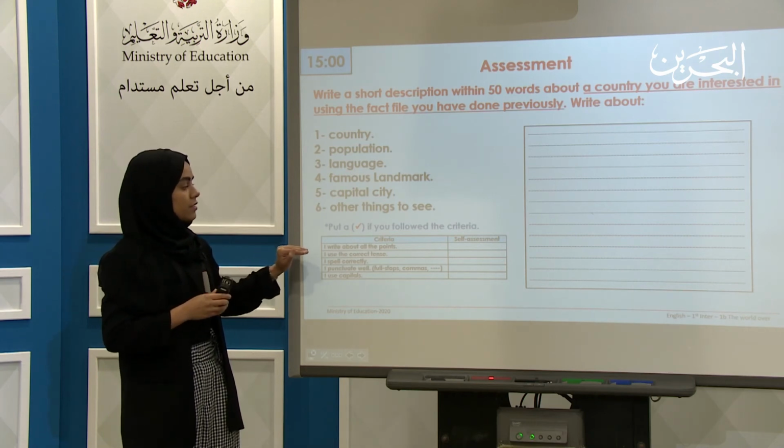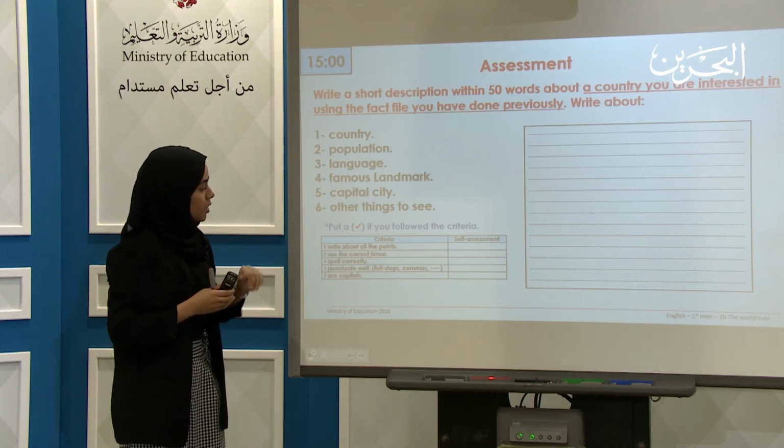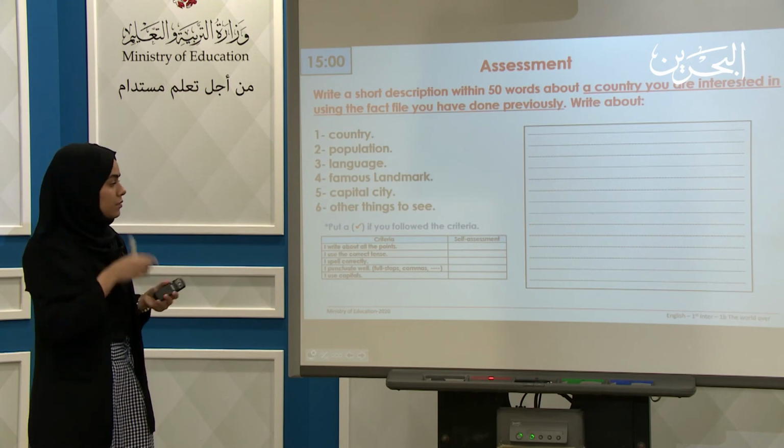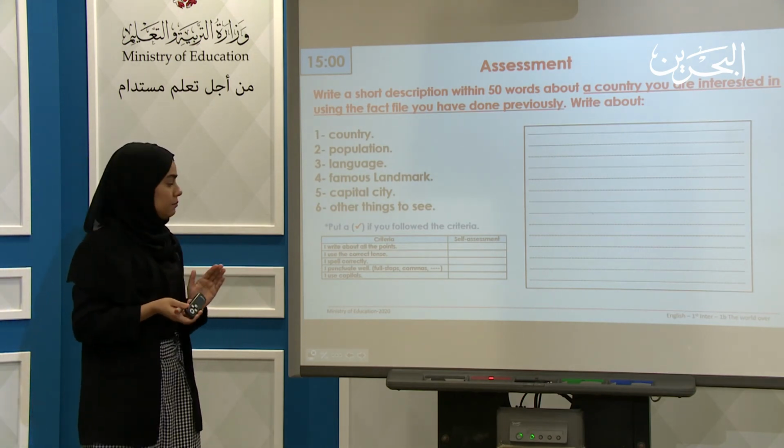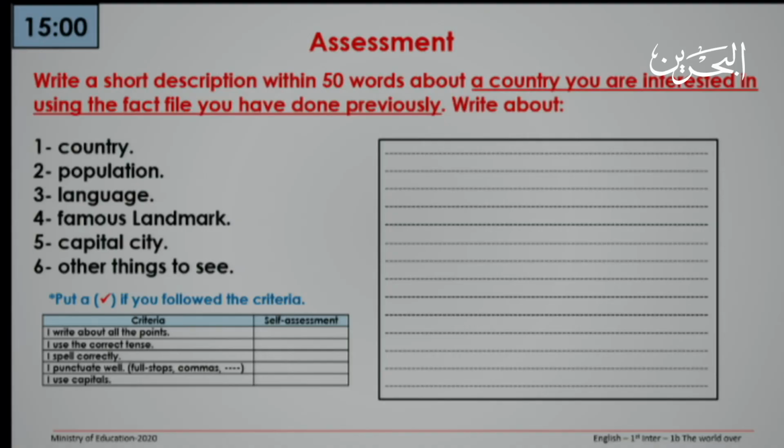Don't forget to write about all the points here. Use the correct tense, which is present simple. Use correct spelling, correct punctuation, like full stops, commas, and use capital letters at the beginning of each sentence or each paragraph. So you have 15 minutes to do this task, starting now.